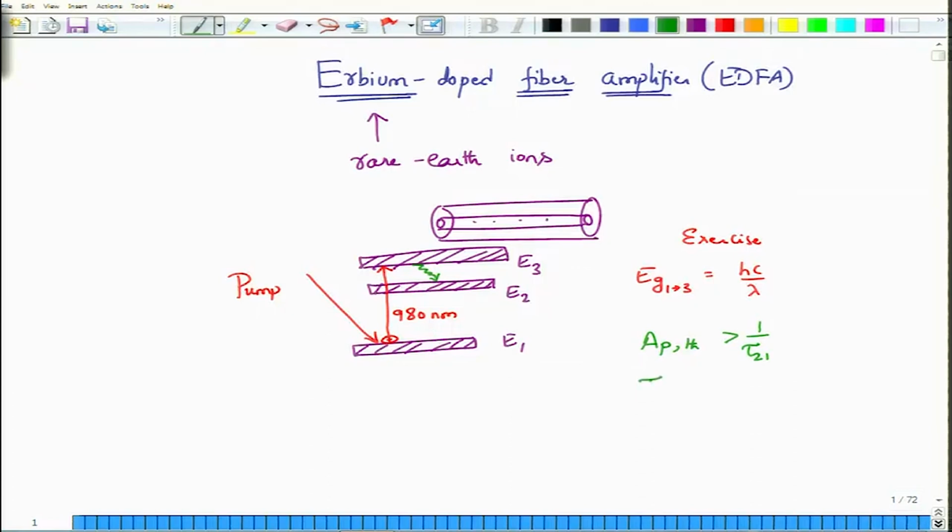So the typical numbers for erbium doped fiber are that tau 32 is about a few microseconds or maybe less, whereas tau 21 happens to be just about 10 milliseconds. So you can see that most ions which have reached energy level E3 have the tendency to just drop to the energy level E2 without emitting any photons. That is all right, because we do expect the photons to be generated when atoms undergo transition from E2 to E1. But the point is that they quickly go back to level E2 and start populating it.